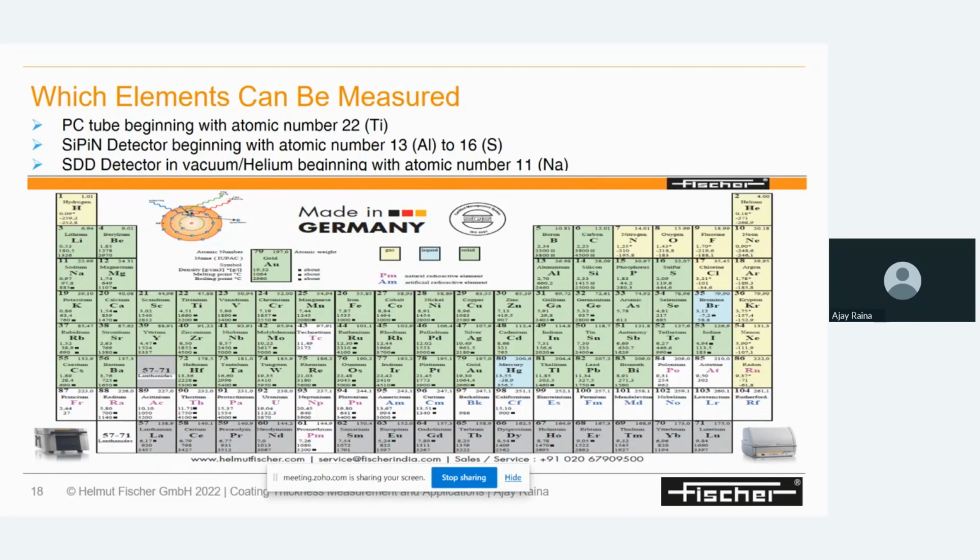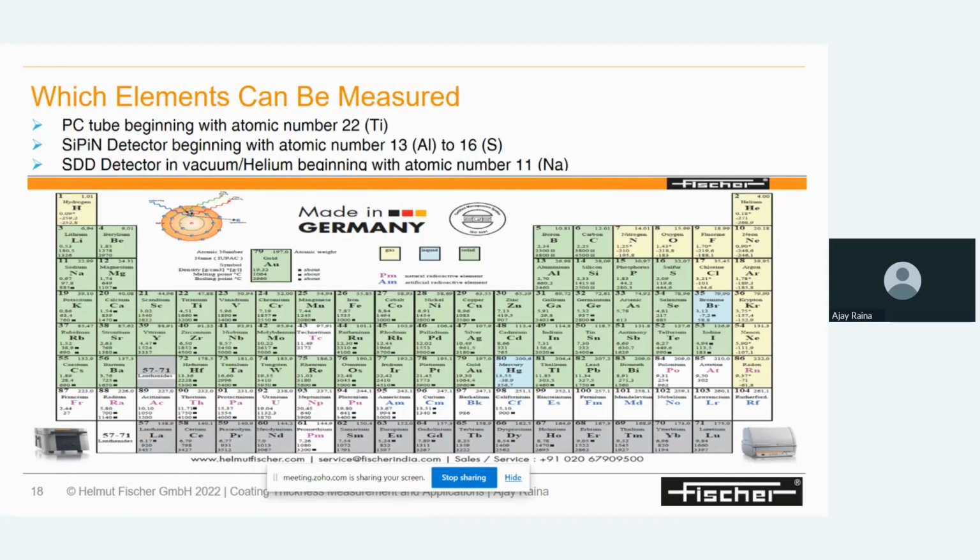With the same SDD type instrument, if we add a vacuum option or a helium purge, we can make an inert atmosphere in the sample chamber, where exactly we have to measure our sample, and we can go down to a very low level, up to sodium itself, and we can have a very good accuracy level for these light elements.